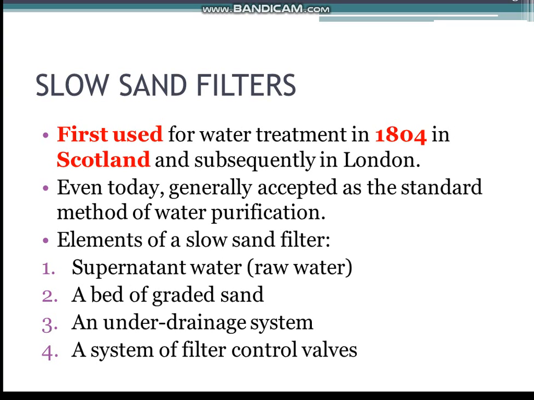Slow sand filters. They were first used for water treatment in 1804 in Scotland and subsequently in London. Even today, they are generally accepted as the standard method of water purification. What are the elements of a slow sand filter? First, supernatant or raw water. Second, a bed of graded sand. Third, an underdrainage system. Fourth, a system of filter control valves.